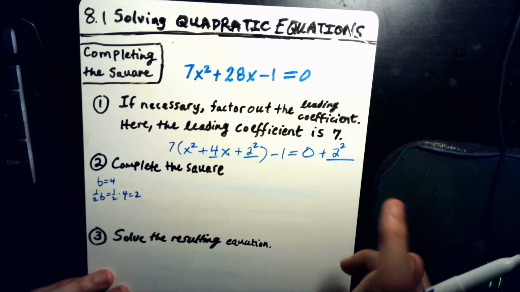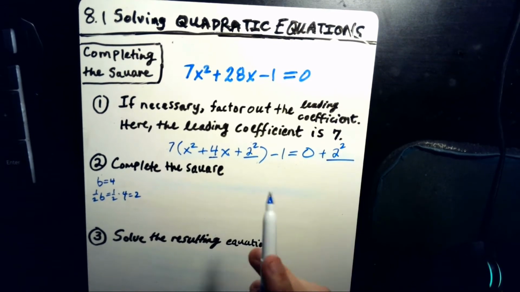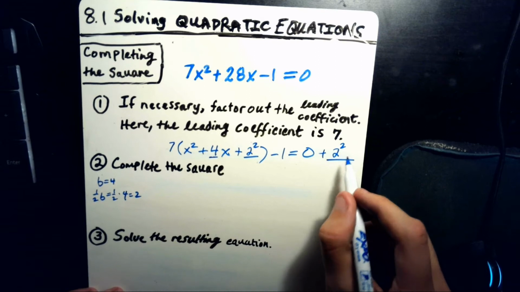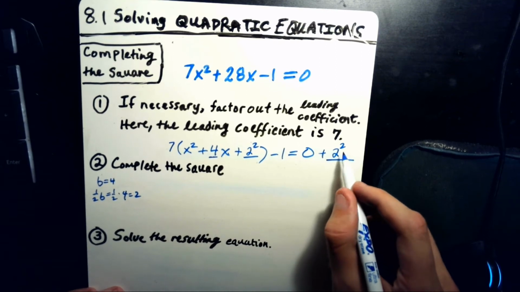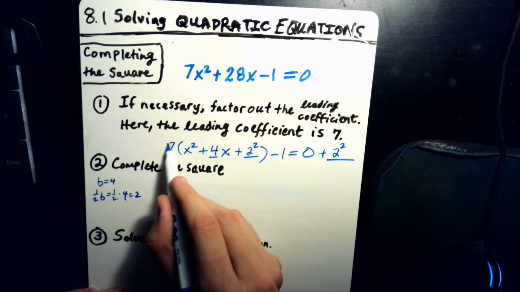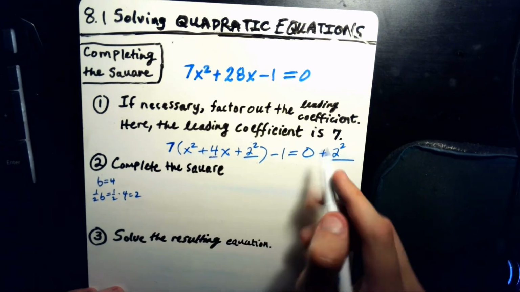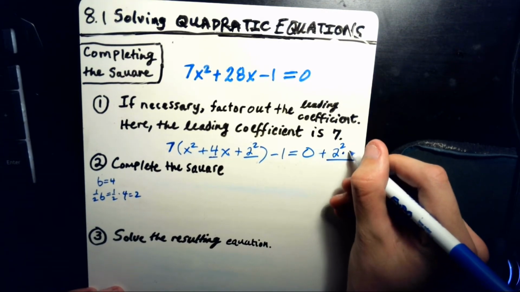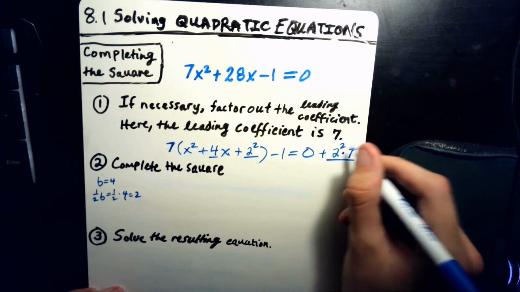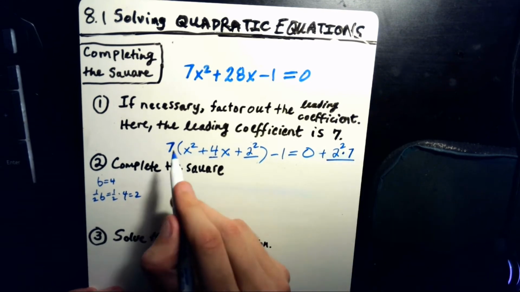And we add it to both sides. But we have to be a little bit careful here. We can't just add 2 squared to this side to compensate, because we've also got this 7 that's being distributed through each of these terms. So really we have to compensate by adding 7 times 2 squared to the right, not just 2 squared.